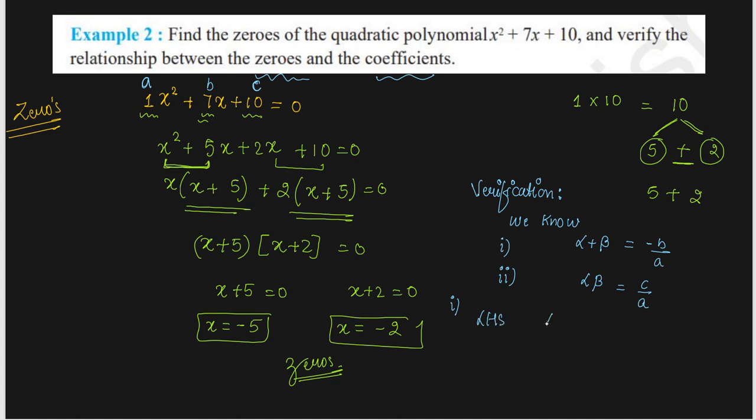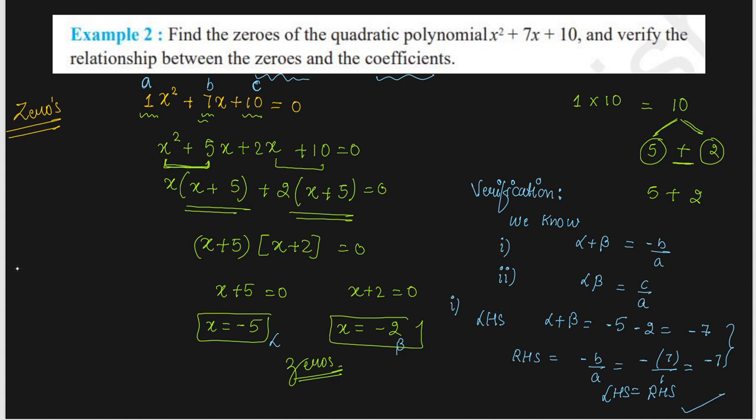Start with your left hand side. Left hand side is alpha plus beta. Take this to be alpha, this to be beta. Alpha plus beta is negative 5 plus negative 2, which is negative 7. Now the right hand side is negative b over a, which is negative, what is b? 7, over 1, which is negative 7 over 1. Hence we can say that the left hand side is equal to my right hand side, hence verified.